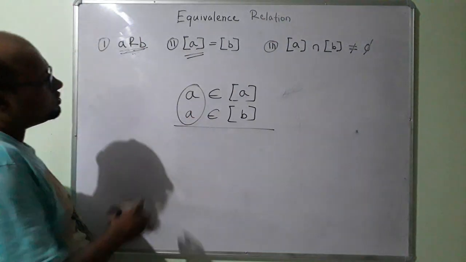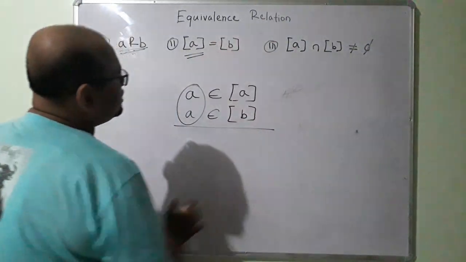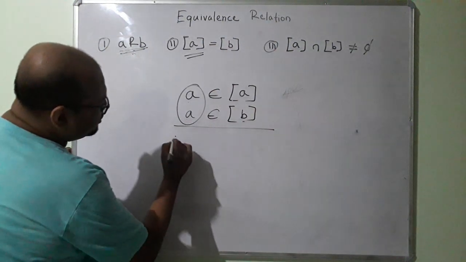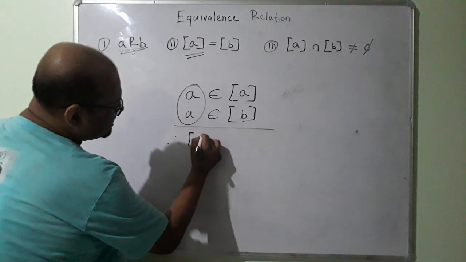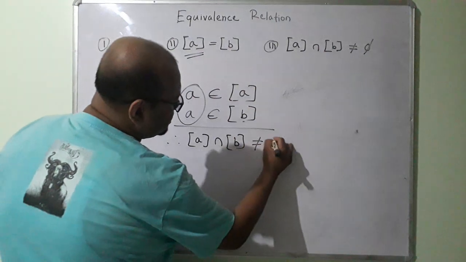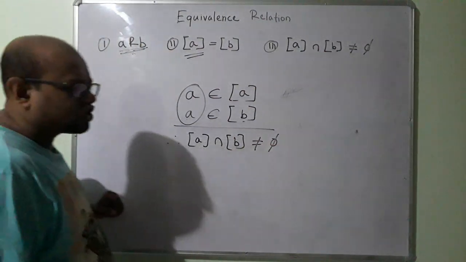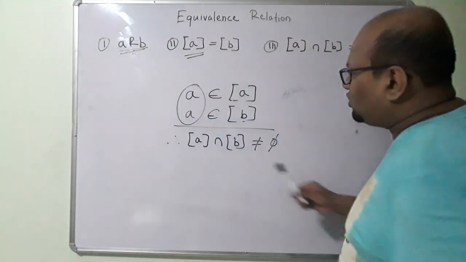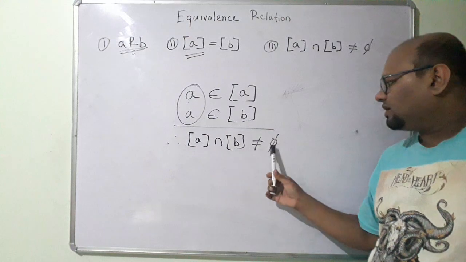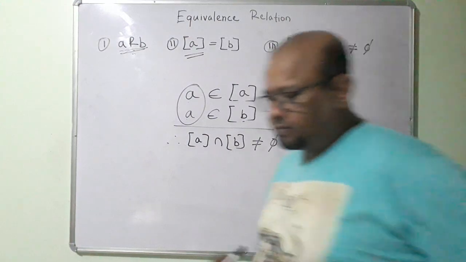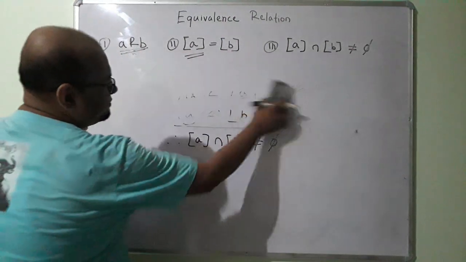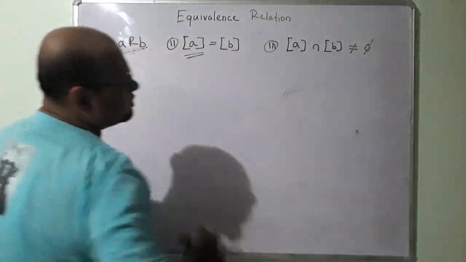So that is how we have shown that 2 implies 3. A belongs to the class of A and belongs to the class of B. Therefore, this A intersection B is not empty. So we know at least there is one element that is common between these two, therefore it is not empty. Now let us try to show that 3 implies 1.